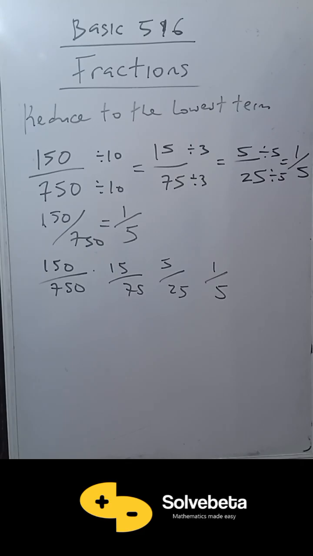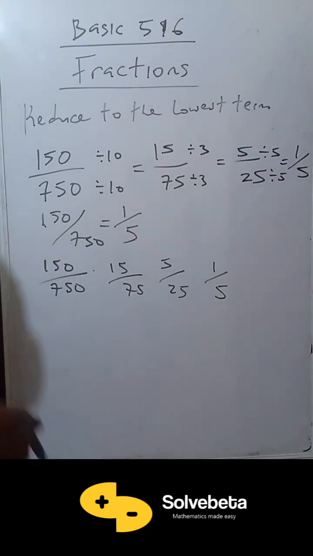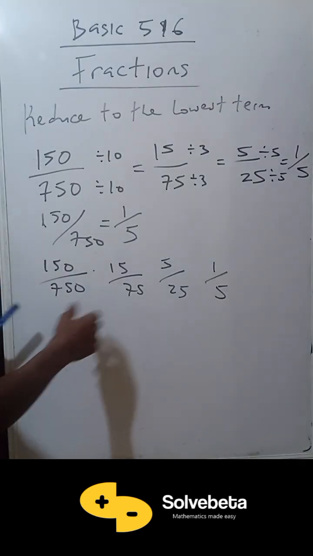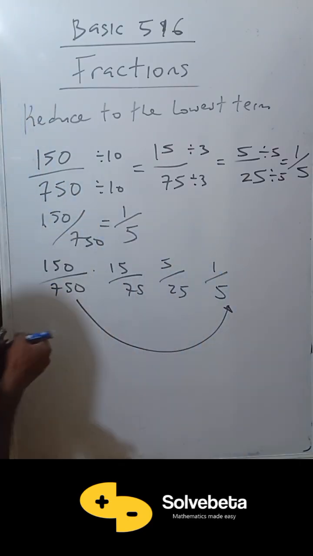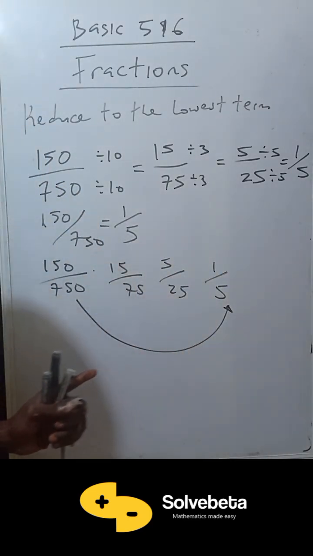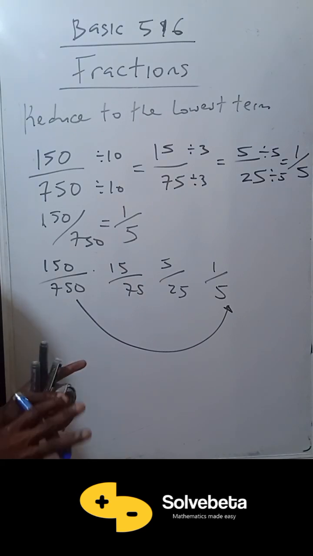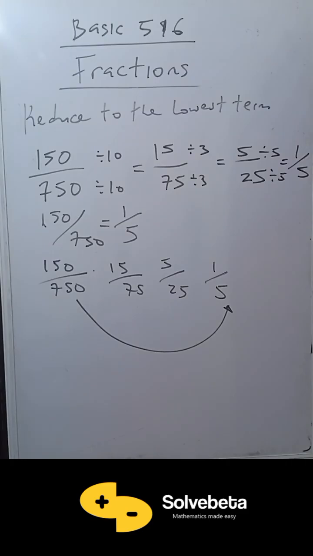But today we just want to know how to identify fractions, how to reduce a fraction to the lowest term, and know which fraction is greater than the other. So this is an equivalent fraction, but this fraction in its lowest term is 1 over 5, the simplest form. Some questions will say in its simplest form. This is it in its lowest term or simplest form.